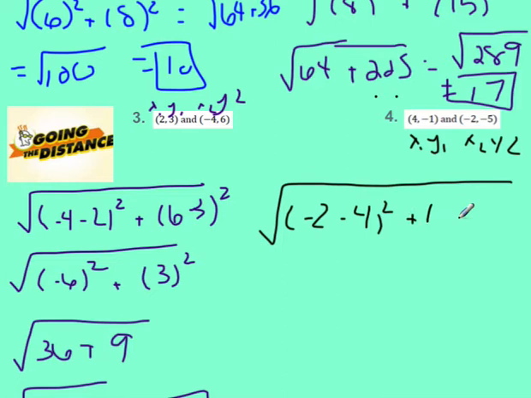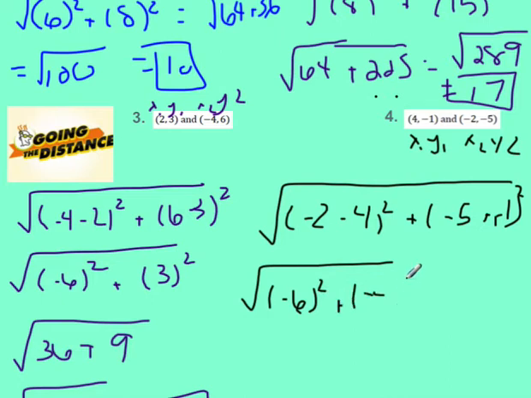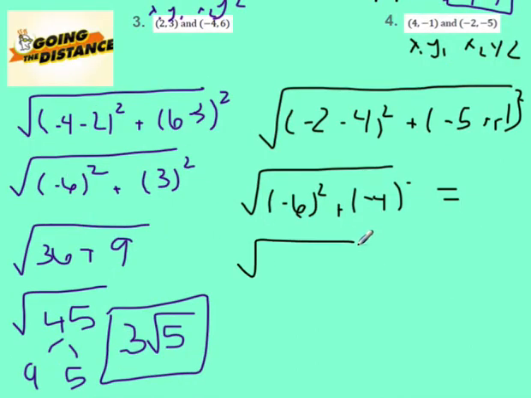Plus y2 minus y1. When you subtract off that negative 1, it's going to become plus a positive. So negative 2 minus 4 is negative 6, and then squared. Negative 5 plus 1 is going to give me negative 4, and then squared. So then what I end up getting is the square root of 36 plus 16, which gives me the square root of 52. So now I need to work into breaking this down into radicals.